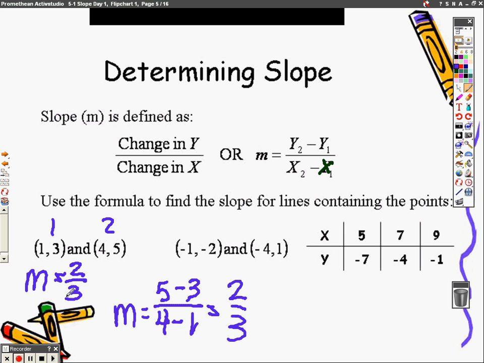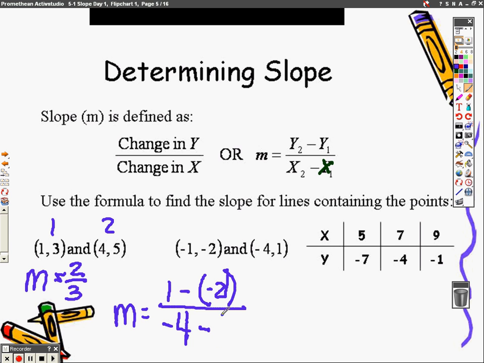Okay, we can do the same thing with our second example. Our second example is a little bit more challenging because it has negative numbers in it, so we have to be careful when we set this up. y2 is 1 minus y1, which is negative 2. All of that is over negative 4 minus negative 1. Be very careful with your integers. I have 1 minus a negative 2, which with the leave change rule becomes 1 plus positive 2, or 3. And then I have negative 4 minus a negative 1, which becomes negative 4 plus a positive 1, which gives me negative 3. And I end up with m equals negative 1.